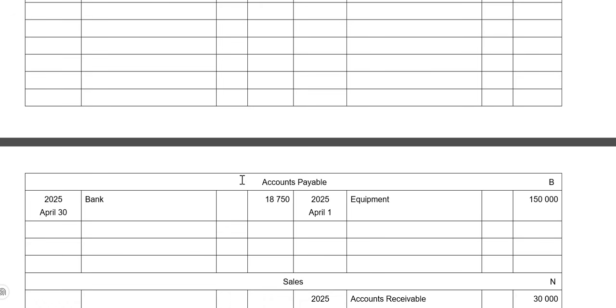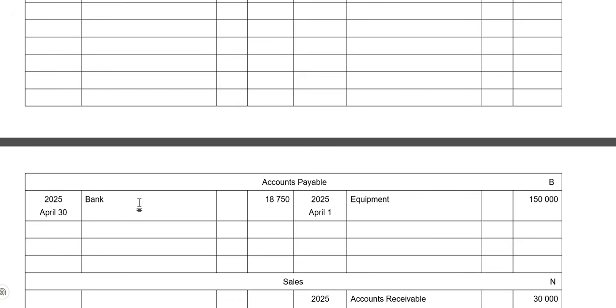If I wanted to tell you what's in this account, 150,000 increase in liability when we bought this portion on credit. Then we decreased our liability, what we owed, by 18,750. The difference between these two amounts is what we still owe.